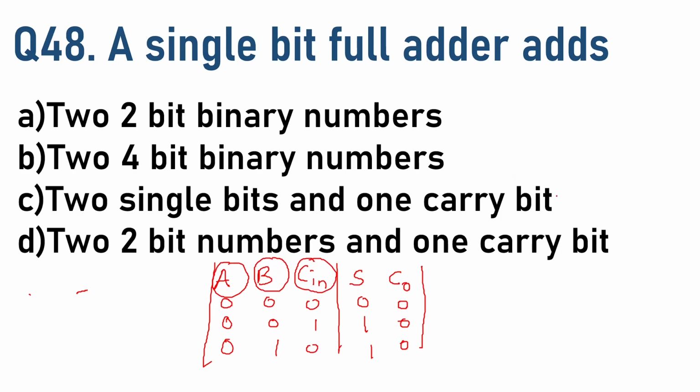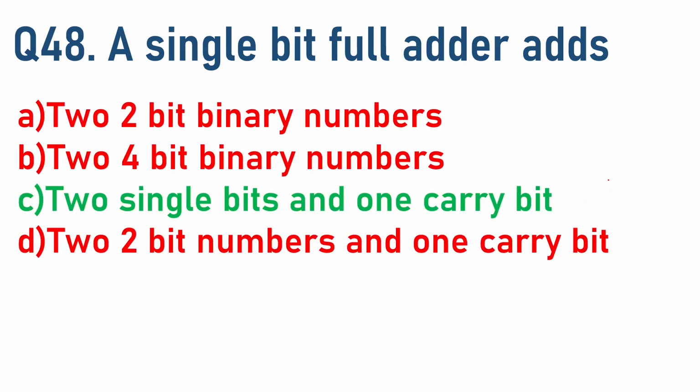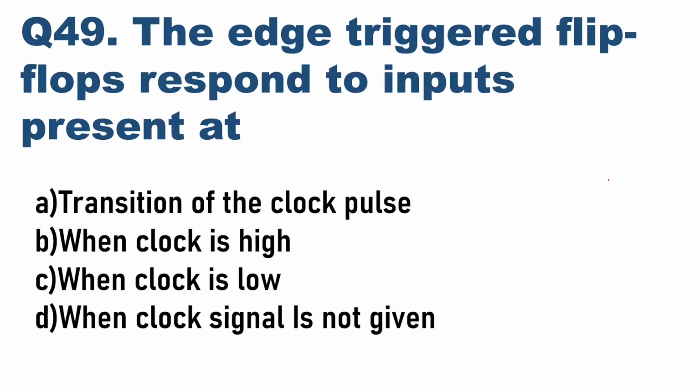That means option C is the right answer here. Two single bits and one carry bit is what the full adder is going to add. So option C is the right answer here. Two single bits and one carry bit. Then we'll go to the next question. Question 49.